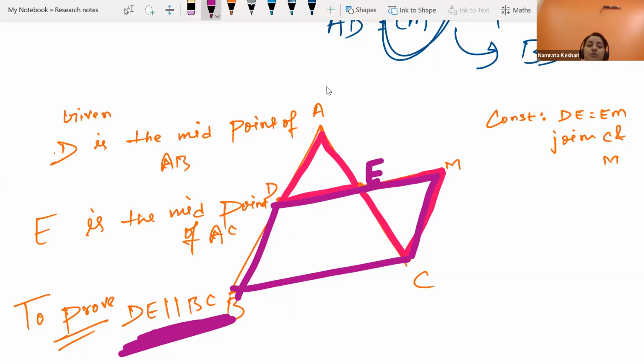Okay, at first only we want to prove this purple color quadrilateral as a parallelogram, but let me tell you, it will not be possible. So we are taking the help of congruency. At first we are proving these two pink color triangles.